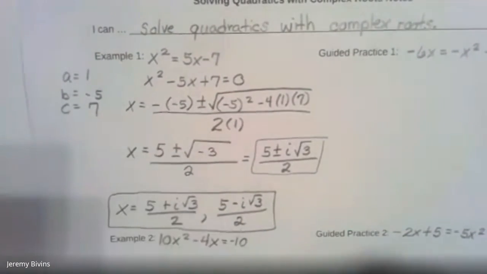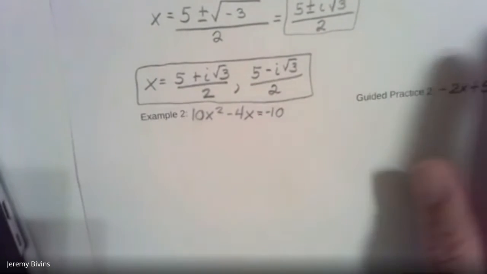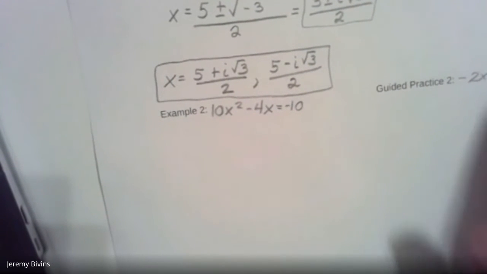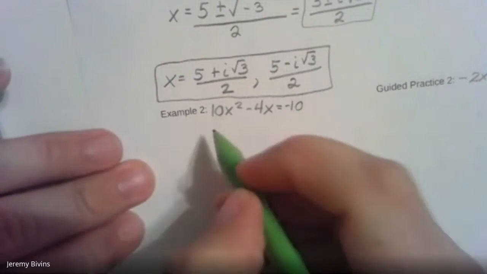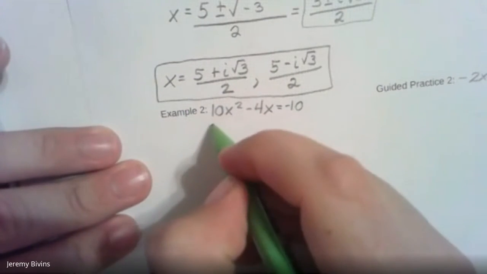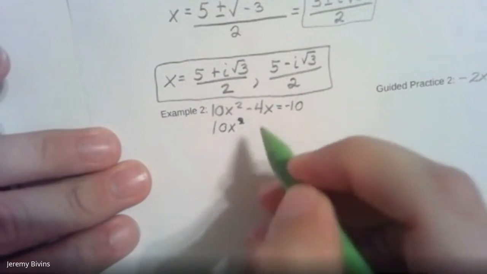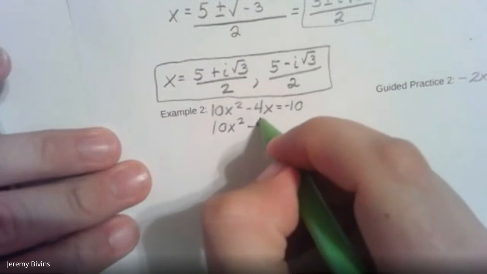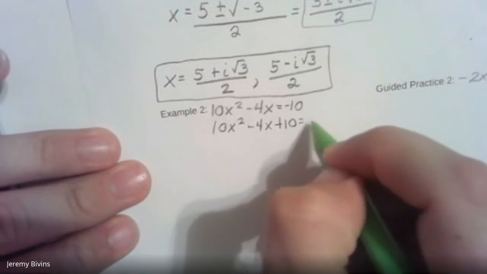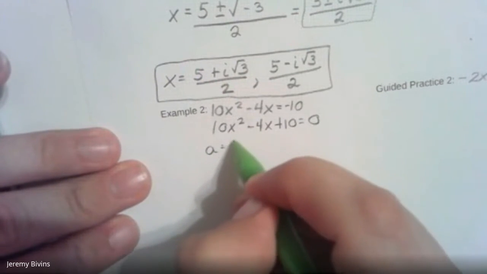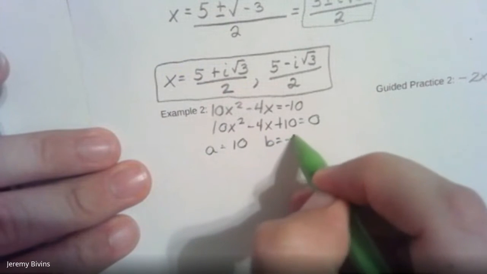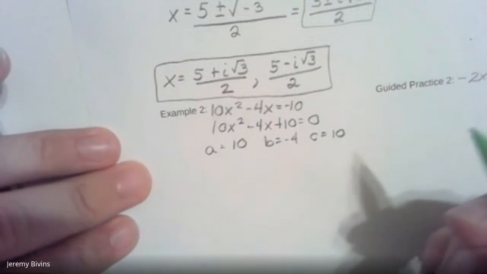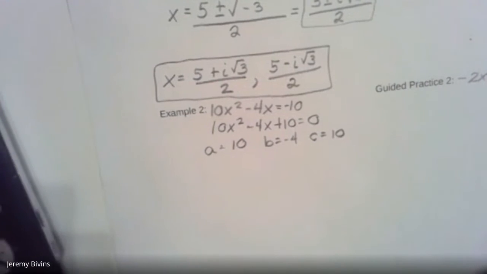All right, our next example, example 2, has 10x squared minus 4x equals negative 10. Again, for this particular problem, we want everything on one side. So I'm going to move the 10, since it's a negative, by adding. So I have 10x squared, a minus 4x, and a plus 10 equals 0. I label the A as 10, the B is negative 4, the C is 10. Remember, it is very important to take your signs.